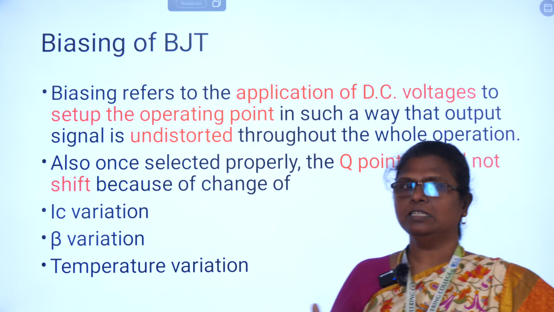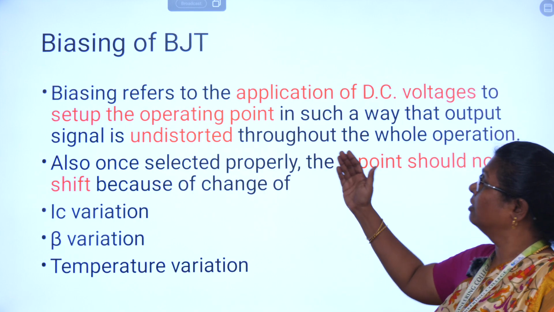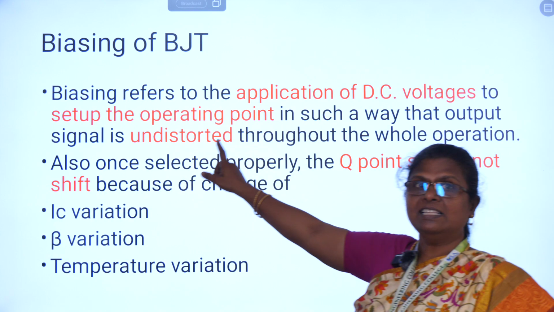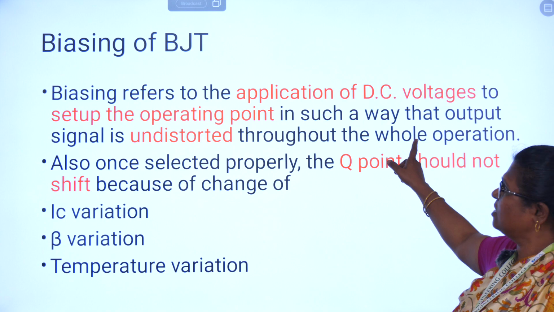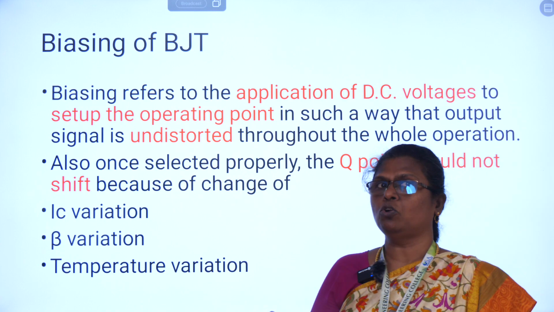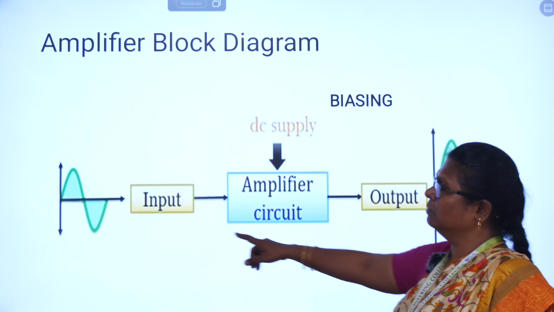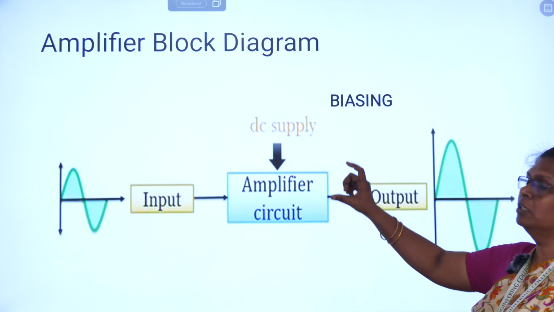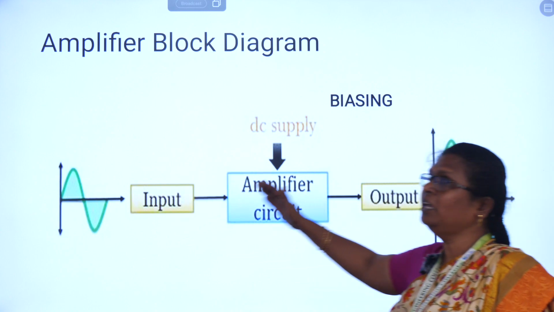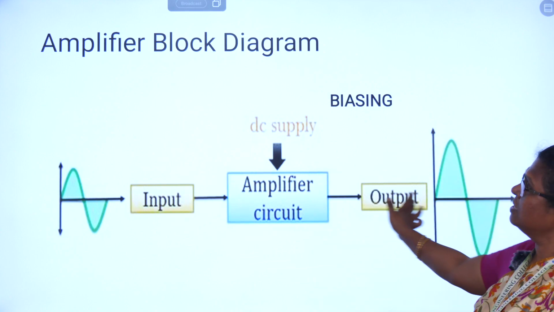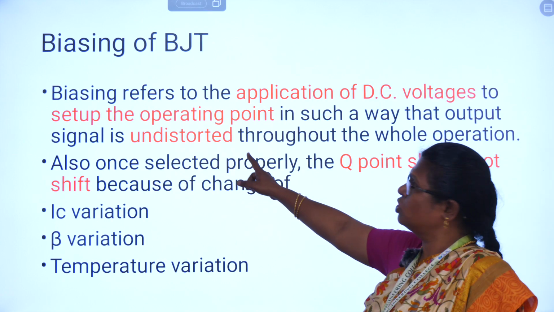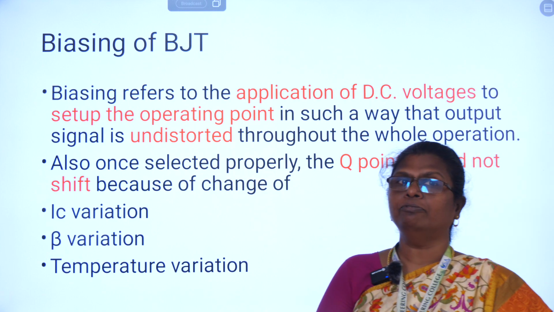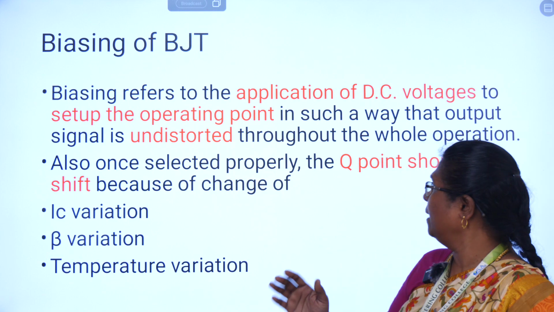So, let us see what is biasing, what is the definition of biasing. Biasing refers to the application of DC voltage, and it will set up an operating point in such a way that the signal is undistorted. Whatever input we are giving, the output should be undistorted, and also the signal should be a proper reproduction. This is the basic condition. It should be undistorted and it should be magnified, through the complete operation of the amplifier. That is very important.